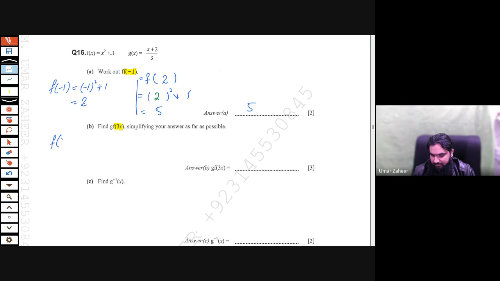f of 3x is equal to, the f function is x square plus 1. So x square plus 1. At the place of x, we will substitute 3x. So 3 square is 9, 9x square plus 1. Now let's see how to find g of f of 3x.